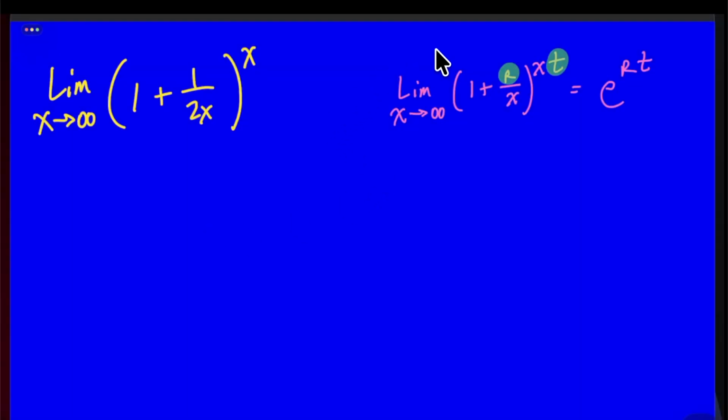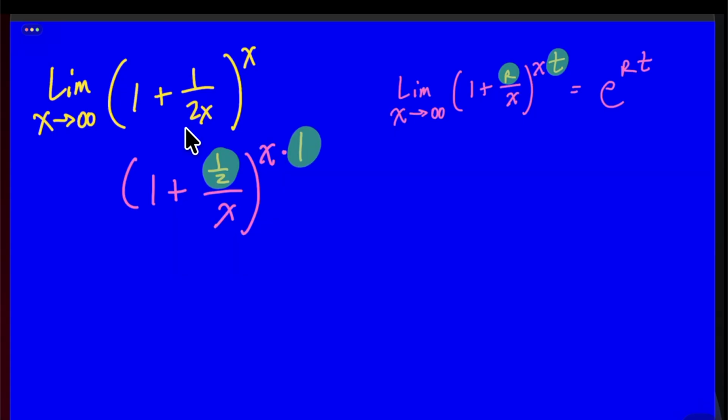Let's now apply this to this first limit. So we see x is approaching infinity, and we're saying to ourselves, okay, this looks like the compound interest formula. We have x here and x here. So what we want to change this to in our minds is 1 plus 1/2 over x raised to the x times 1. So now, folks, we've identified our r value and our t value.